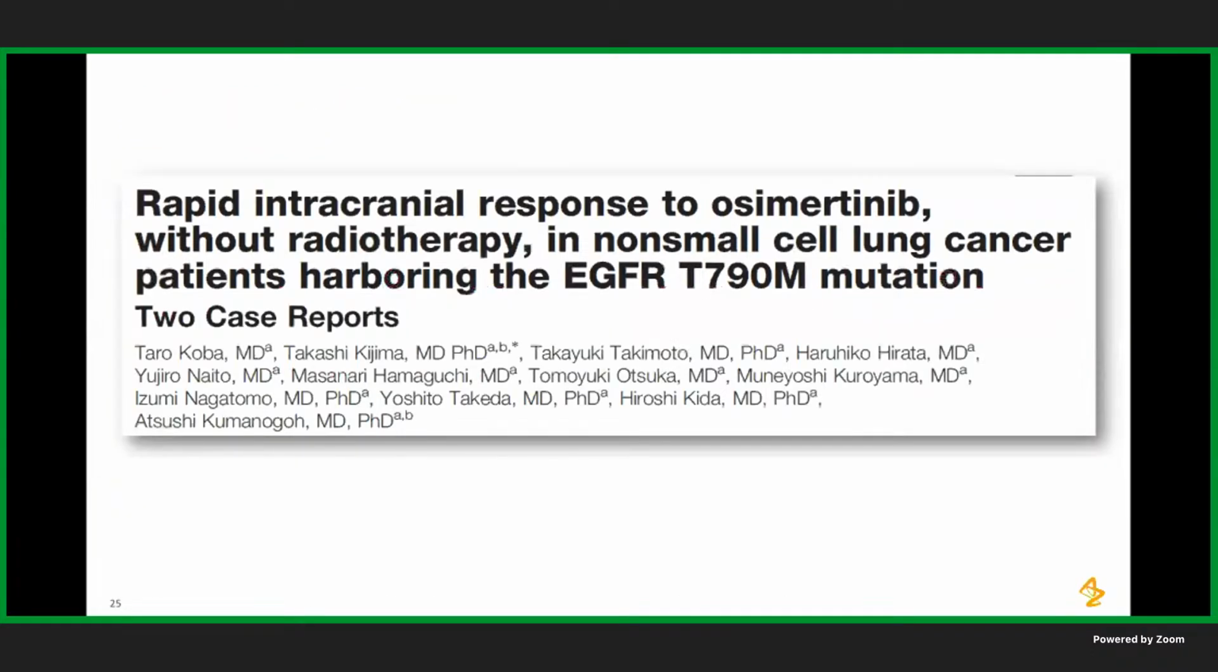So coming to some real-world analysis, I'll be discussing one or two clinical case scenarios. Rapid intracranial response to osimertinib without radiotherapy in NSCLC patients harboring EGFR T790M mutation. So there are two case reports.